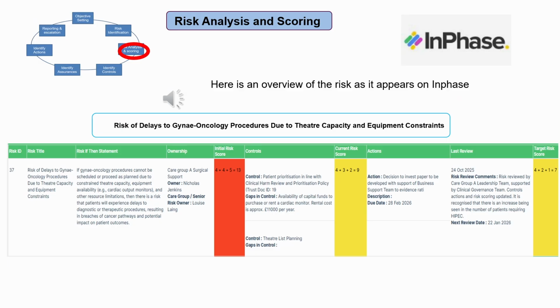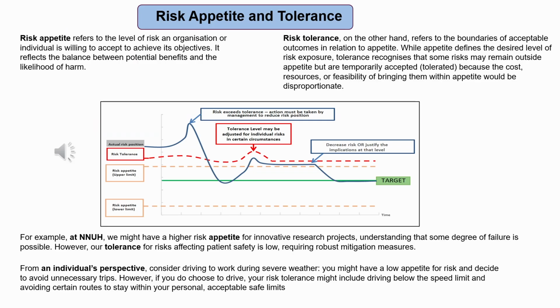And here is an overview of the risk we have been examining as it appears on InPhase. Now for just a quick word on risk appetite and tolerance. Risk appetite refers to the level of risk an organisation or individual is willing to accept to achieve its or their objectives. It reflects the balance between potential benefits and the likelihood of harm. Risk tolerance, on the other hand, refers to the boundaries of acceptable outcomes in relation to appetite.